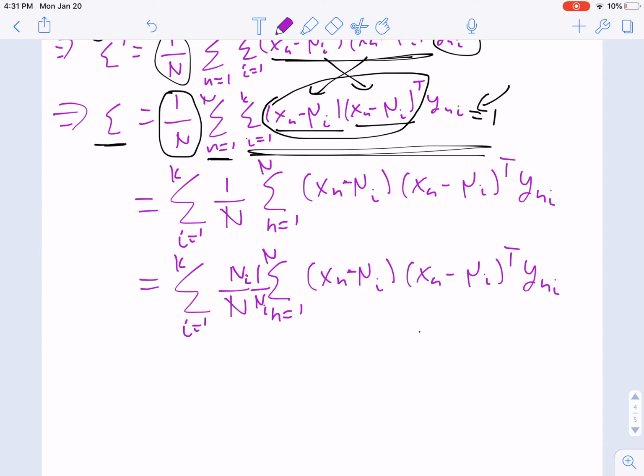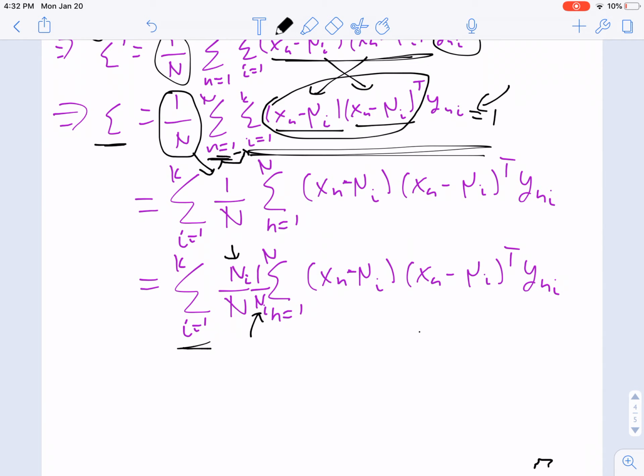I'm just going to rearrange everything a little bit so that we can interpret it better. First I'm going to swap the sums. Then I will move the 1 over n inside the first sum, and then I'm going to multiply by n_i and divide by n_i inside of the first sum. And hopefully this is a little bit more interpretable.